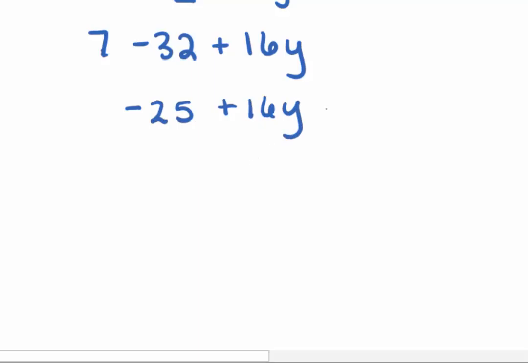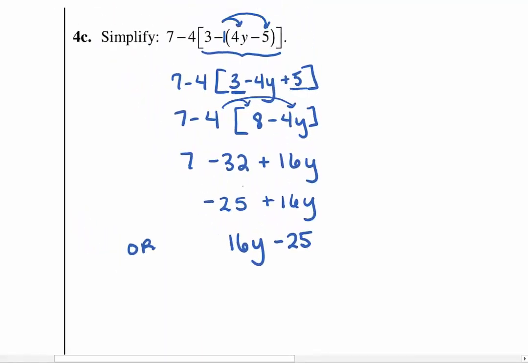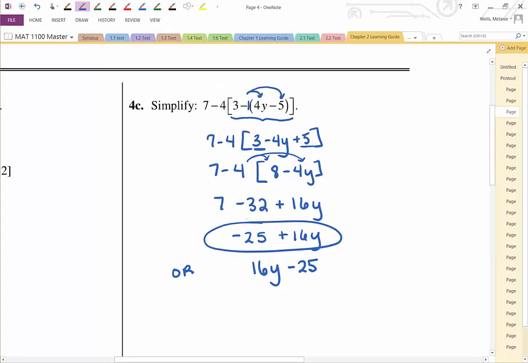Now you can write your answer like this, or just using the commutative property, I could have the 16y first. It's a positive 16y and a negative 25. As long as you rearrange them with the signs included, you could rearrange that statement. There's no reason to, though. This would be counted also as correct.